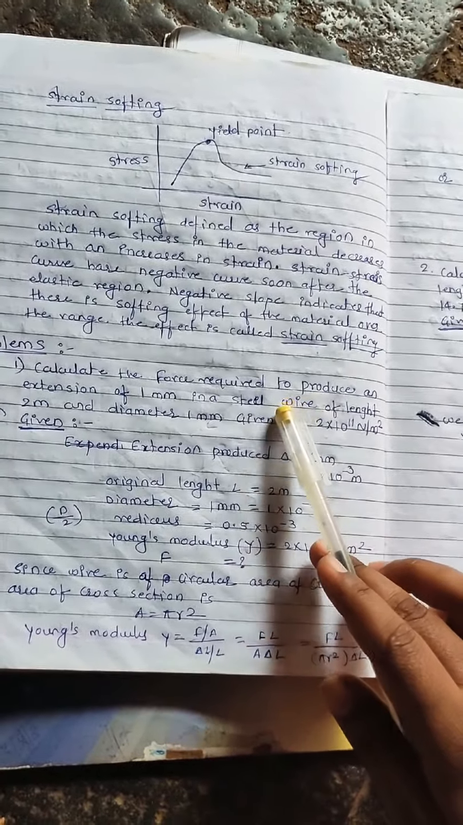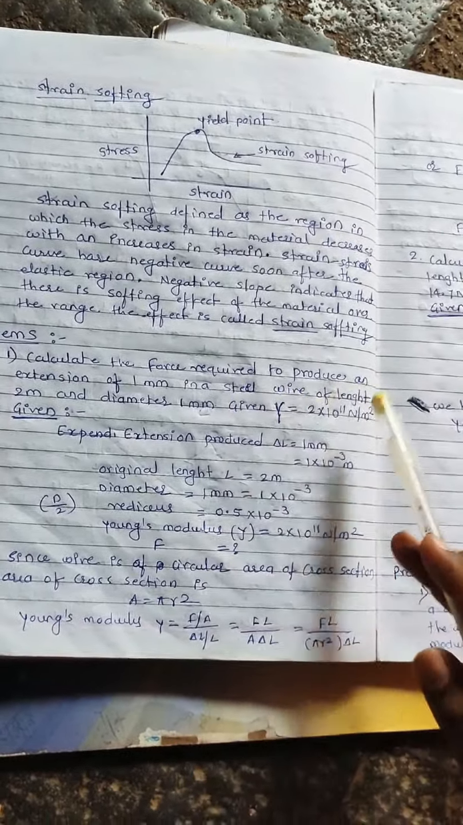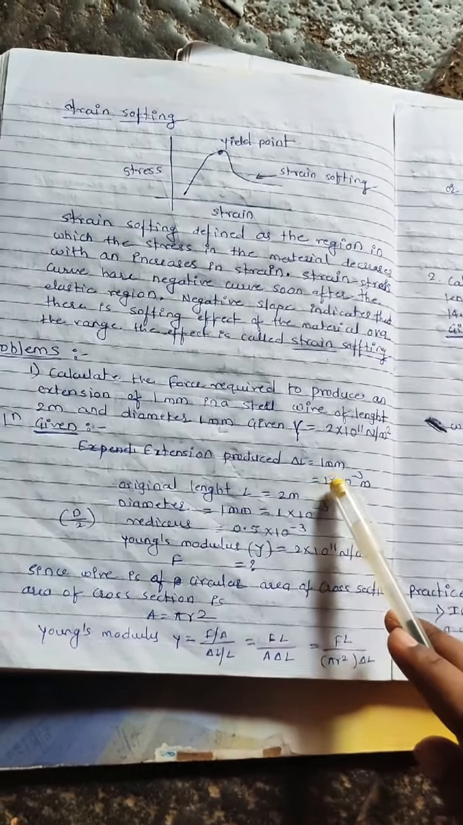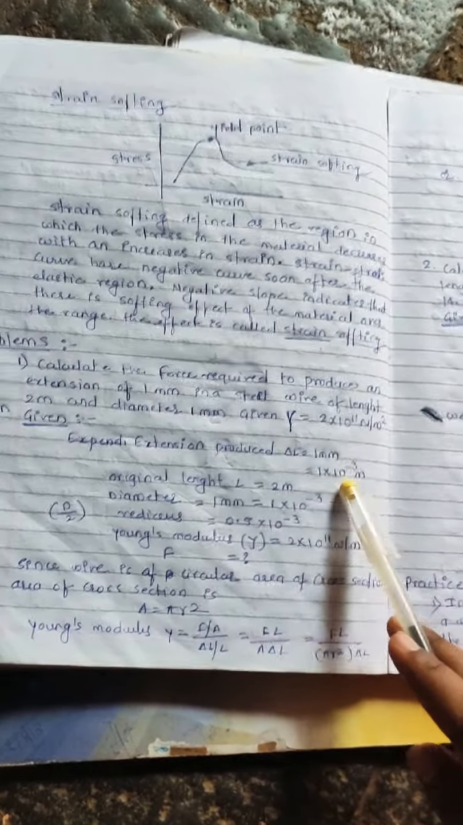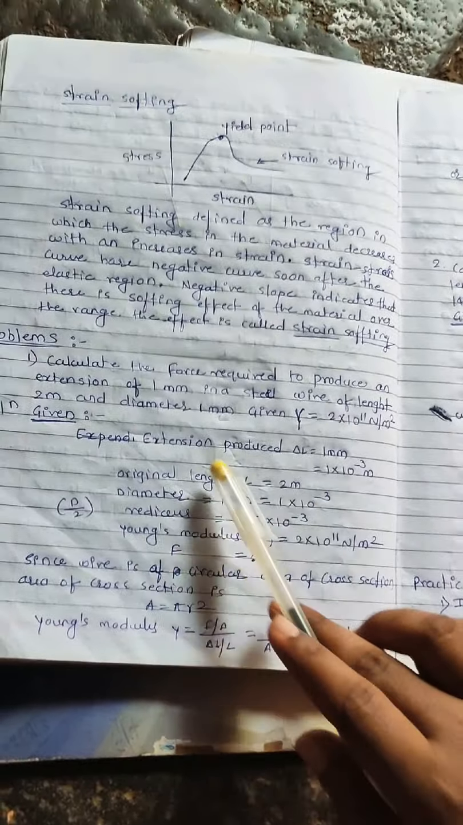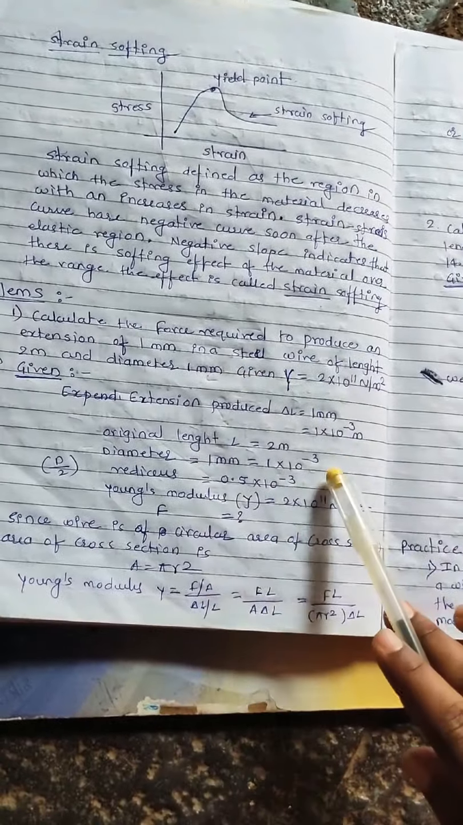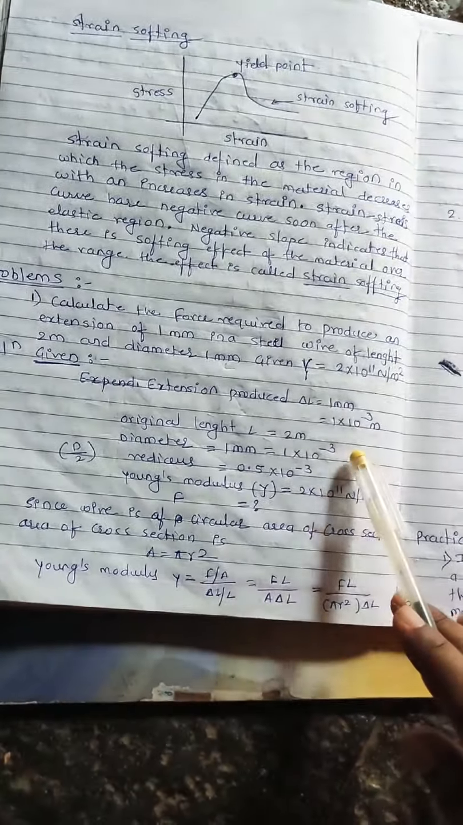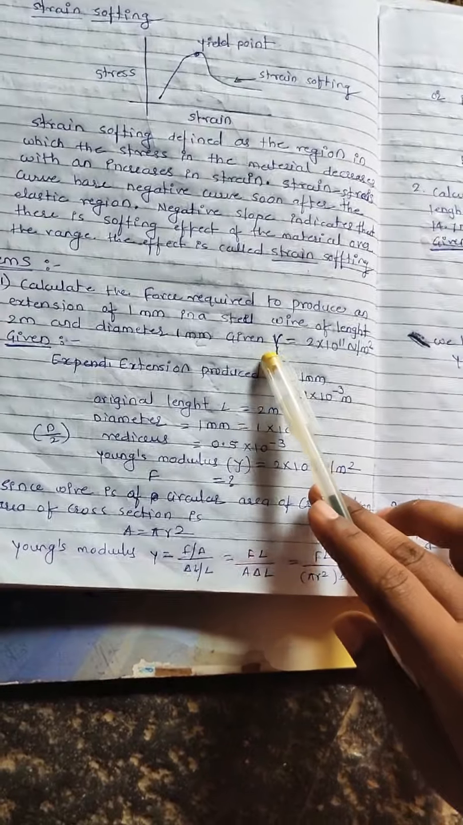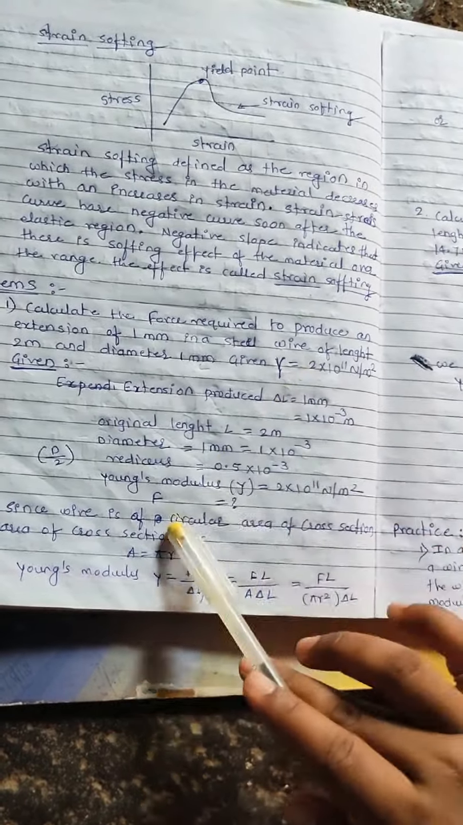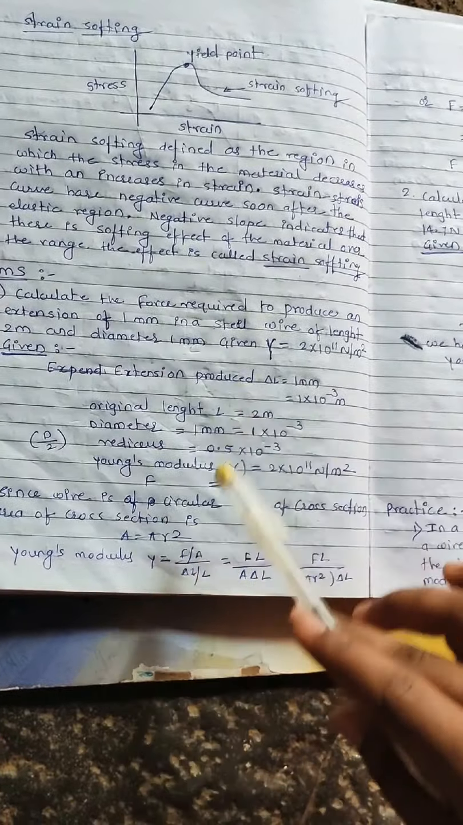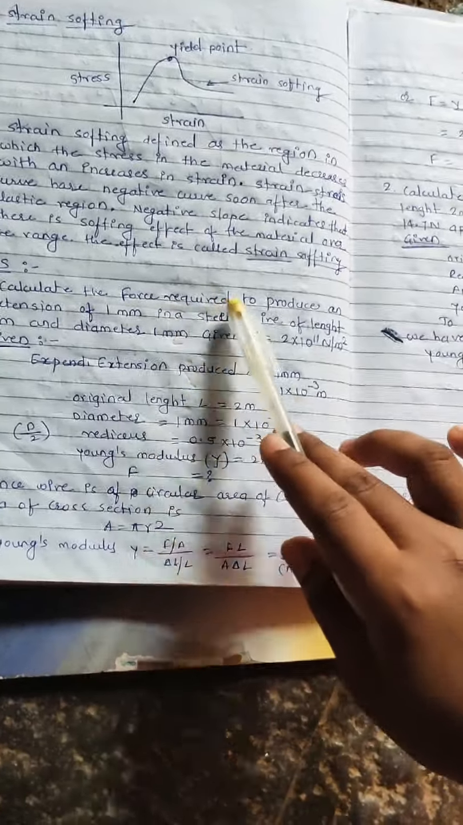In this problem we have to calculate the force. Given is the extension produced, that is delta L, meaning change in length, equal to 1 mm. We convert it to meter: 1 into 10 raised to minus 3 meter. Original length is 2 meter. Diameter is 1 mm, which is also converted to meter: 1 into 10 raised to minus 3. And radius is 0.5 into 10 raised to minus 3. Already given is Young's modulus, that is Y equal to 2 into 10 raised to 11 Newton per meter square. Then in that formula we find out the force.